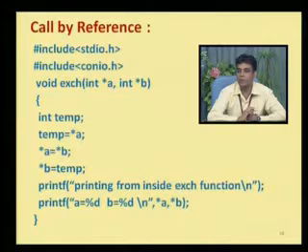Then temp = *a, then *a = *b, and *b = temp. Then the values are swapped here by using the address, not by using only the values. Then printf, printing inside the exch function: printf a equals %d, b equals %d, then \n for the next line. We print the pointer values, that is *a and *b.